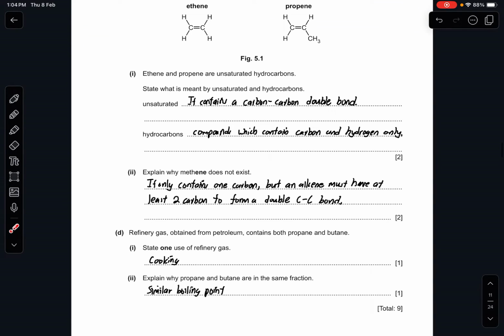Okay. Part 2. Explain why methene does not exist. This is a form of alkene with 1 carbon only. So I would say it's because it only contains 1 carbon, but alkene requires a minimum of 2 carbons to form 1 double bond, because it's an unsaturated hydrocarbon. So that is the reason why.